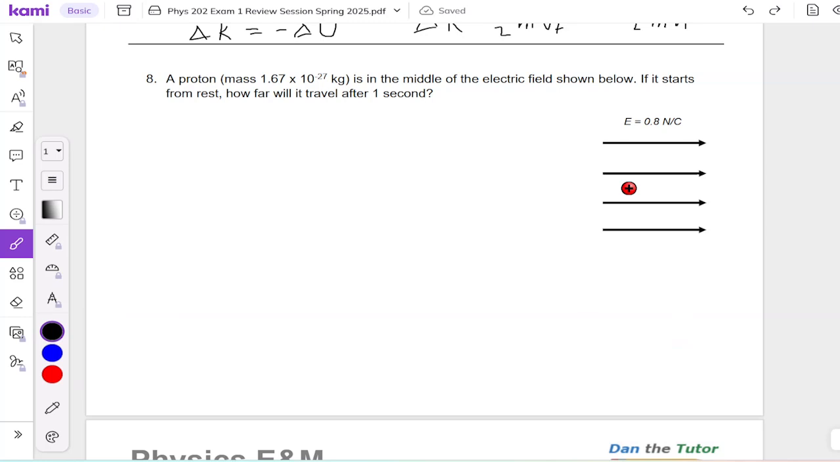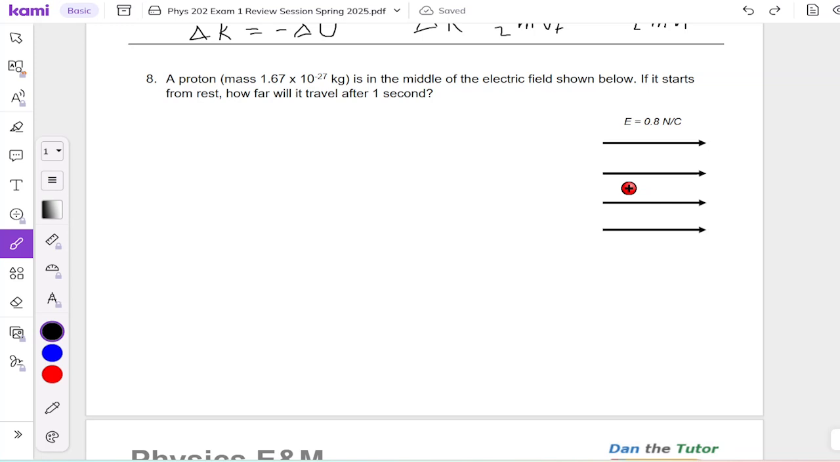Number 8. A proton, mass whatever, is in the middle of an electric field shown below. If it starts from rest, how far will it travel after 1 second? Okay, so here's what I'm going to say for this one. There's a couple ways you can solve this. You can use force and kinematics because it is going to be a constant force because we're located in a constant electric field. But I don't recommend using forces for this one. I recommend using conservation of energy.